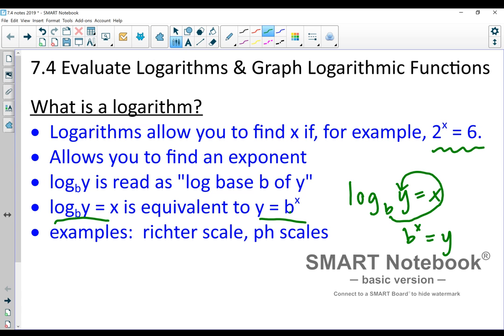Examples of where logarithms are used would be like a Richter scale or a pH scale. So you might remember when people talk about earthquakes, how they talk about a 6.0 earthquake versus a 7.0. It's not just one bigger, it's 10 times bigger. And that's because we're working with logarithms instead.